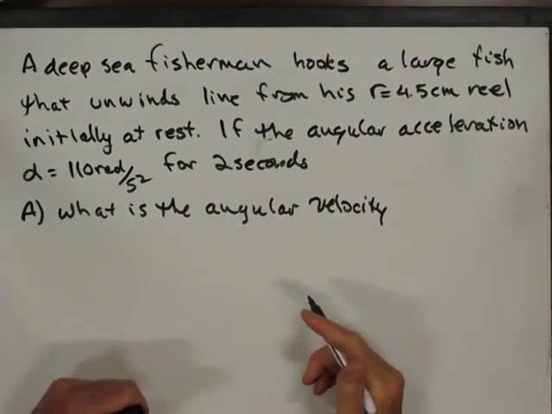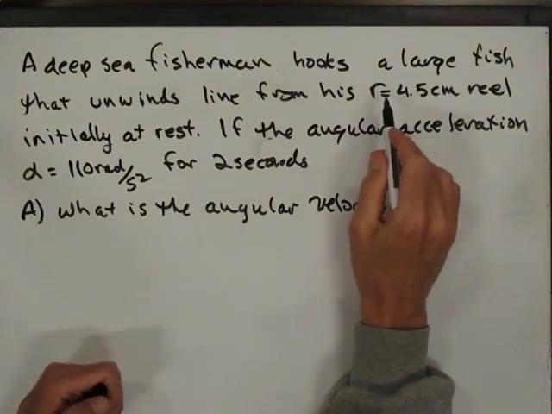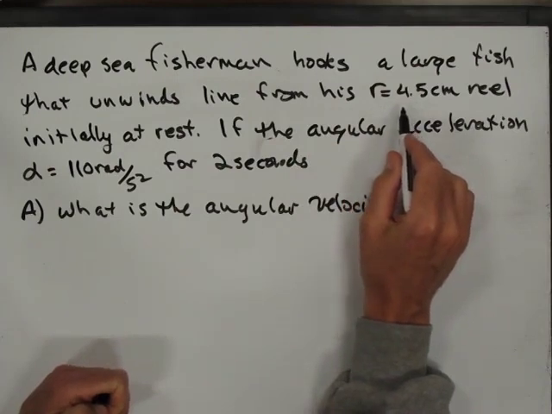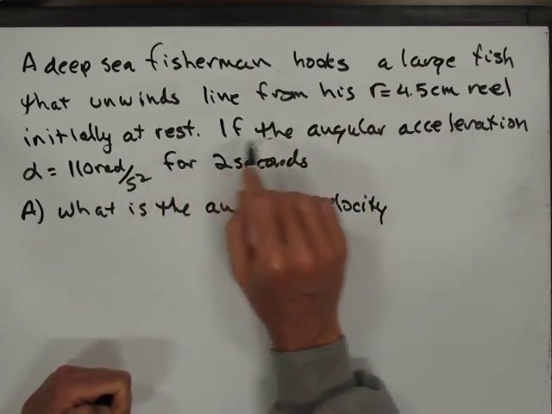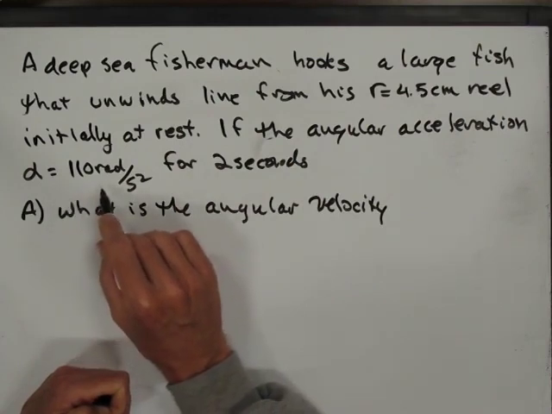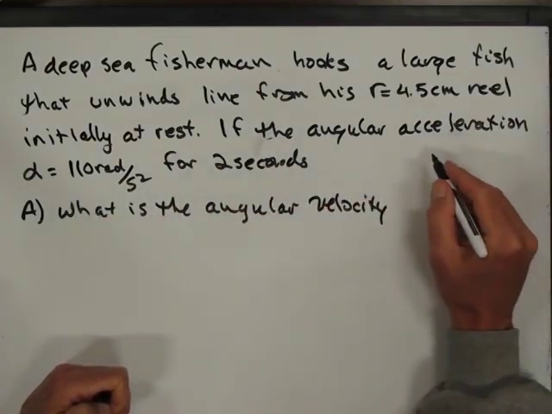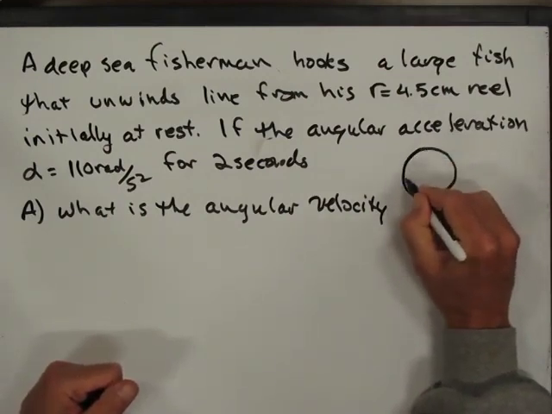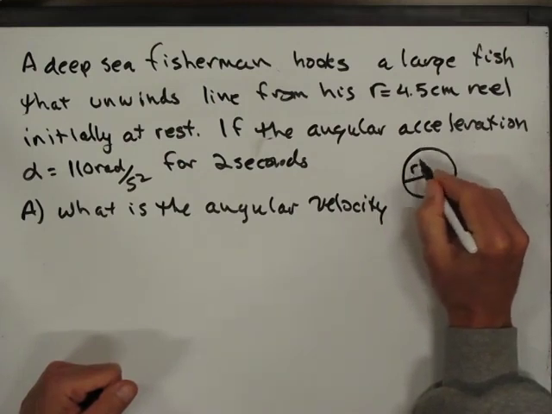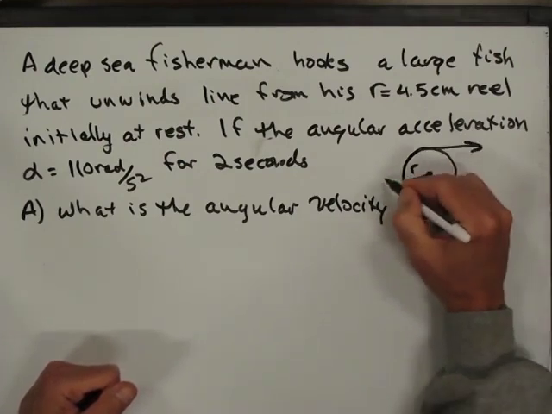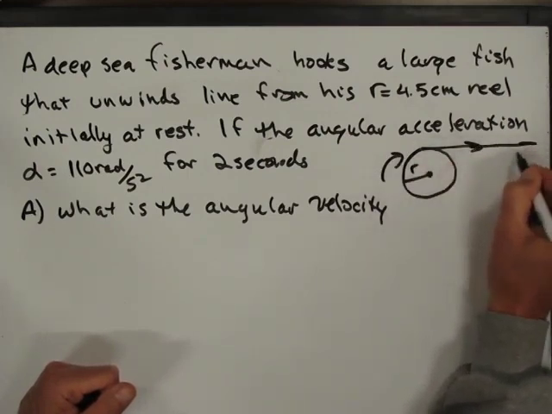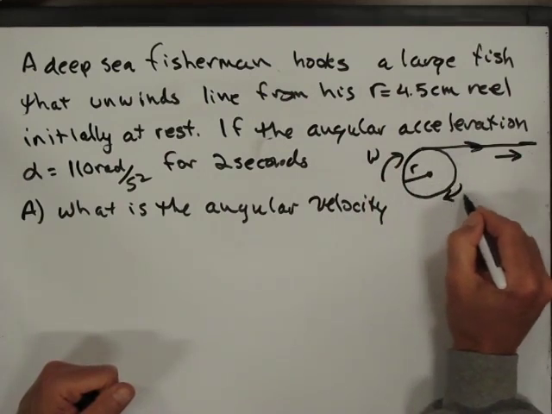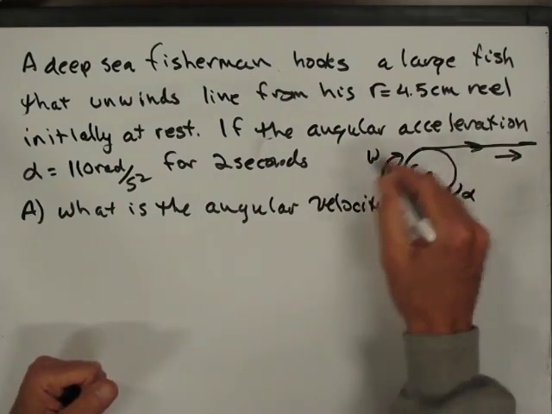So this is an example. A deep sea fisherman hooks a large fish that unwinds line from his reel, which has a radius of 4.5 centimeters and is initially at rest. If the angular acceleration is 110 radians per second squared for 2 seconds, what is the final velocity? And so this is the radius. Say it's spinning this way as the fish is taking line off. This is the angular velocity omega, and the angular acceleration means omega is steadily increasing, right?